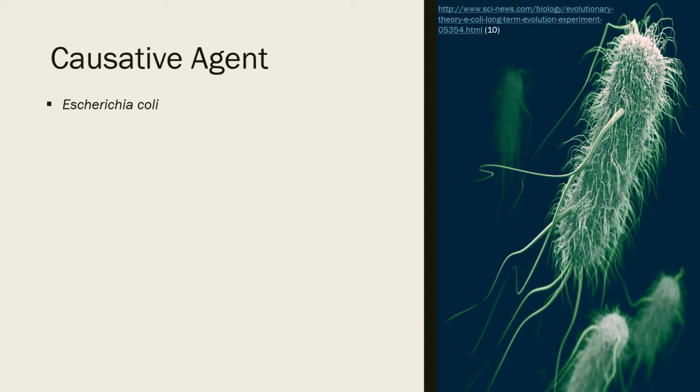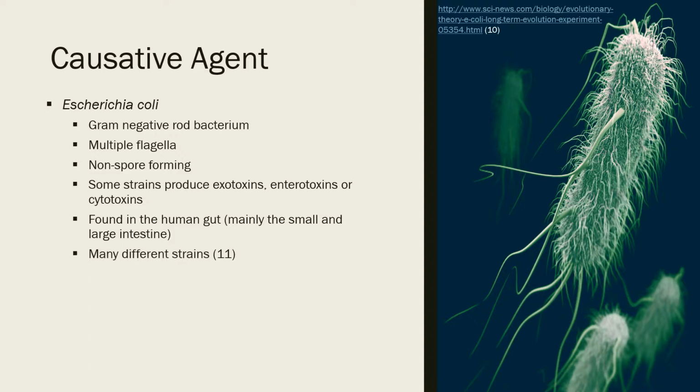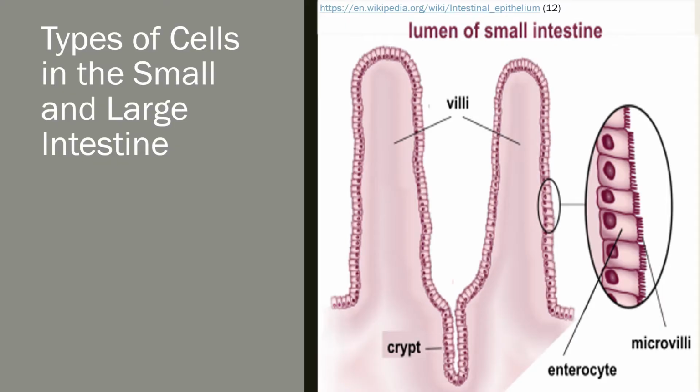And so Escherichia coli is what the image is here on the right. It is a gram-negative rod bacterium. It has multiple flagella. It is non-spore forming. Some strains produce exotoxins, enterotoxins, or cytotoxins. E. coli is found in our human gut and is part of our natural microbiota, but it is mainly found in the small and large intestine. There are many, many different strains of bacteria, which is why we continuously see E. coli outbreaks in food.